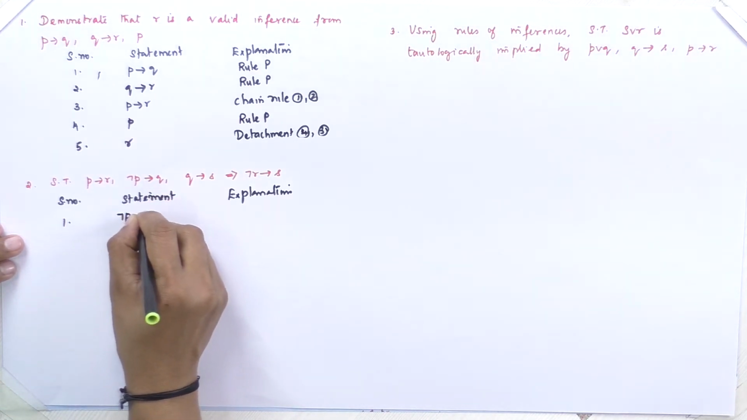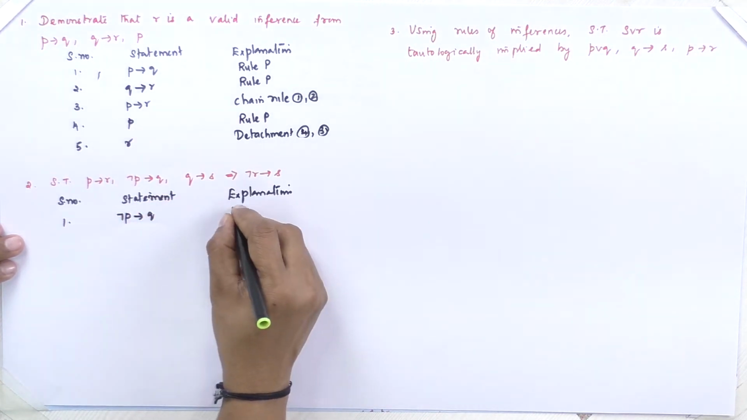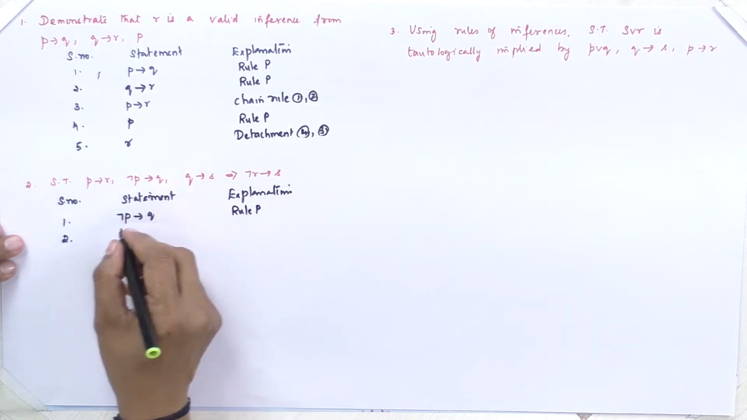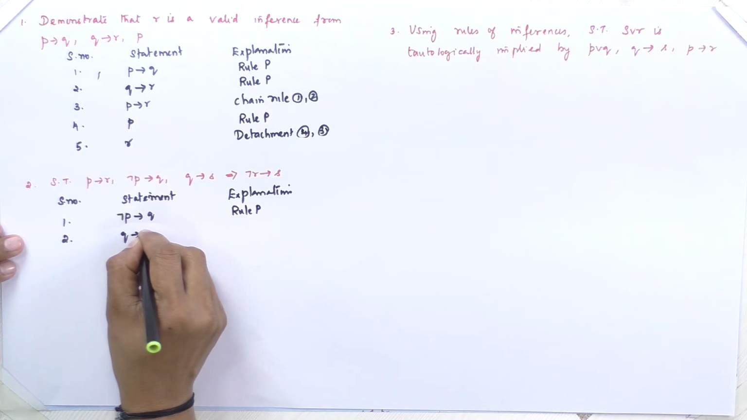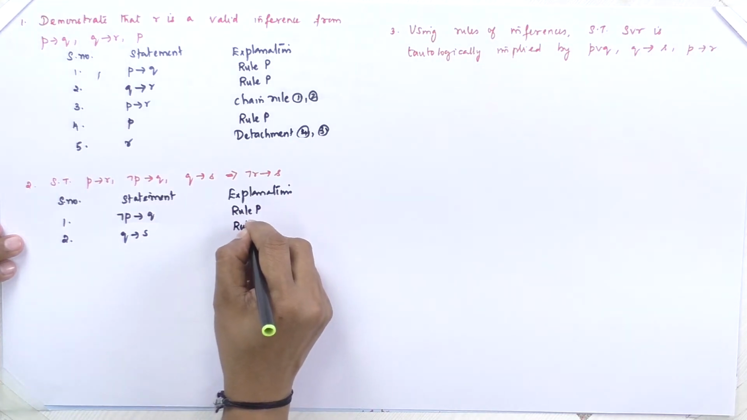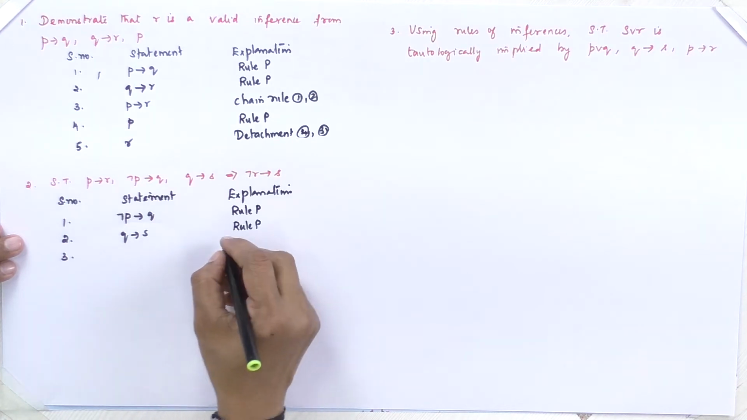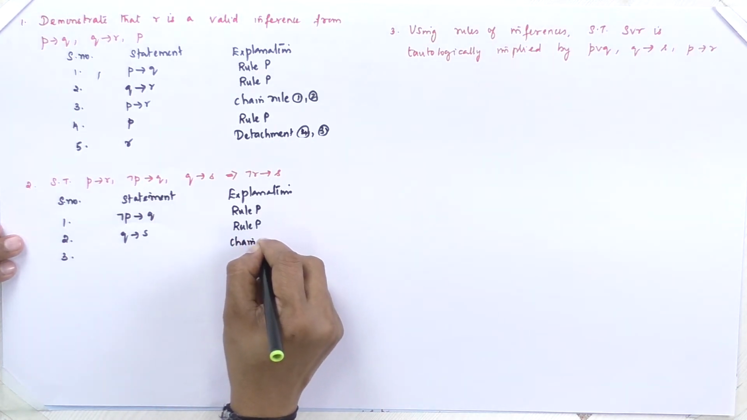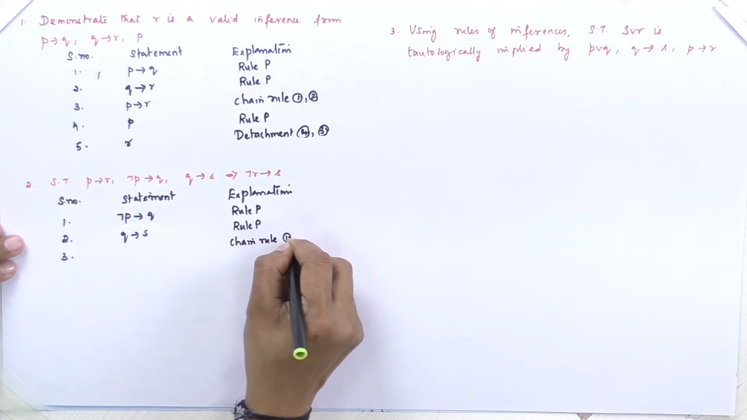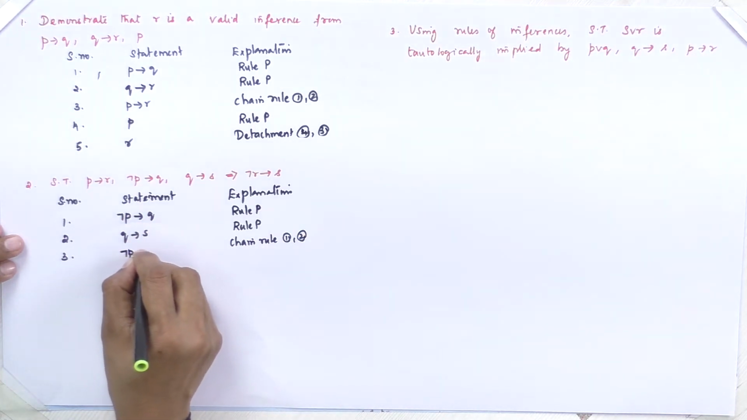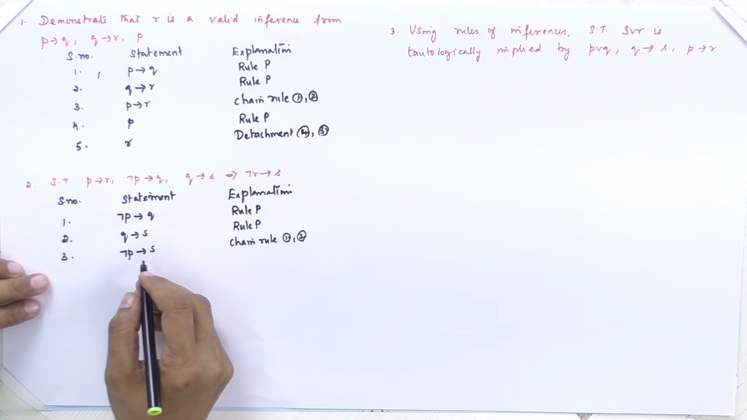First one, negate P conditional Q. I am inserting it here, so the explanation is rule P. And next I have here Q conditional S. So that is also rule P. And now for these two I can apply chain rule. So chain rule on 1 and 2. So we get negate P conditional S.